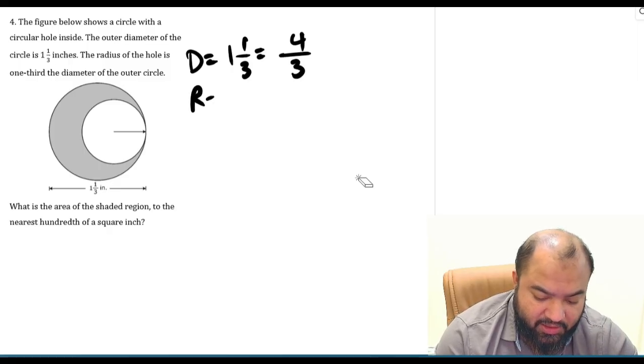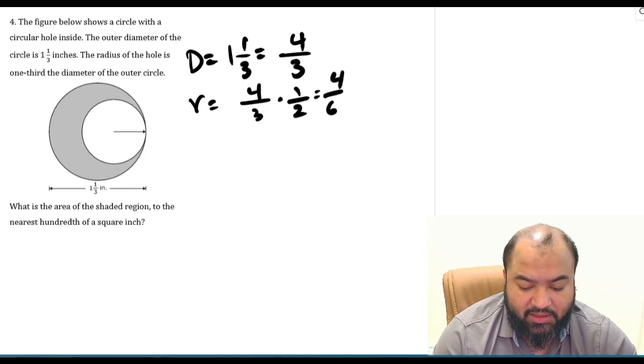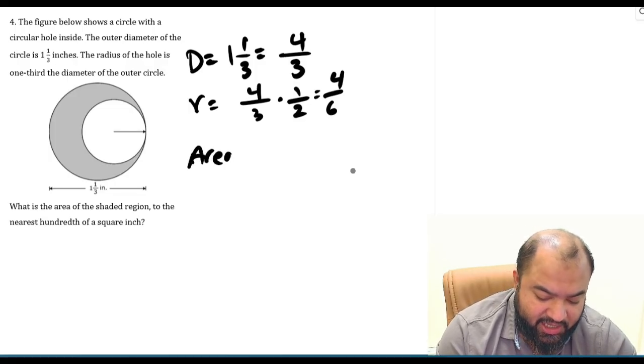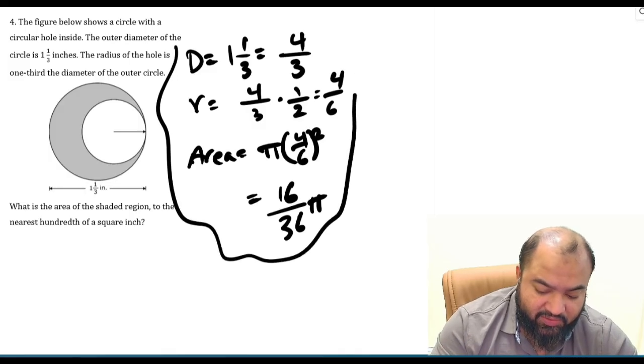Radius will be half. So 4/3 times half. So that's 4/6. Okay, so all right. So 4/6 is the same thing. I'll just leave it as that right now. So area is pi 4/6 squared. So that's 16/36 pi. So the area of the big circle is done.